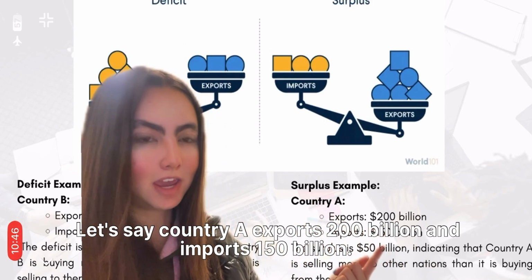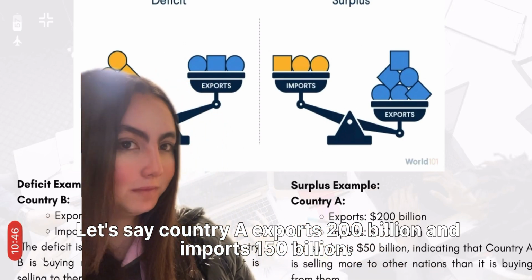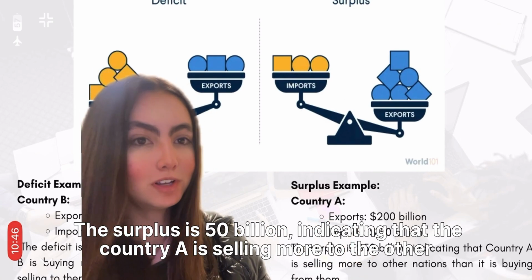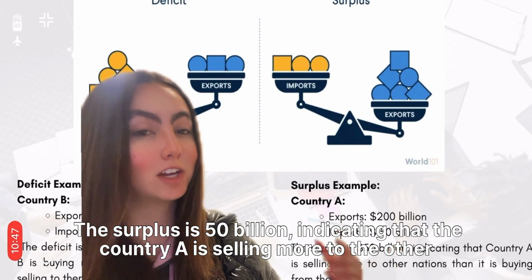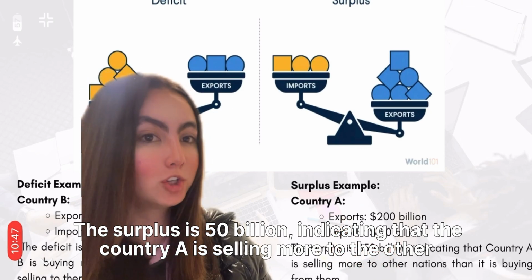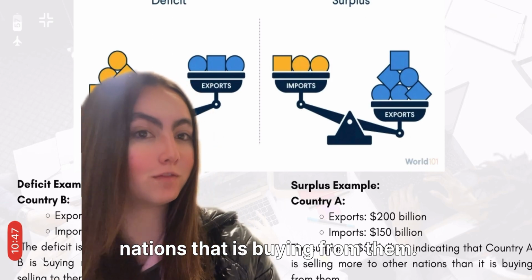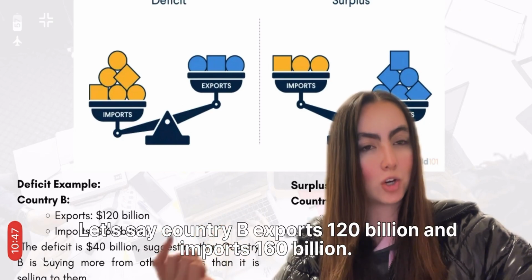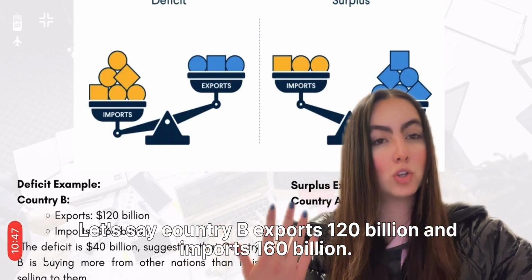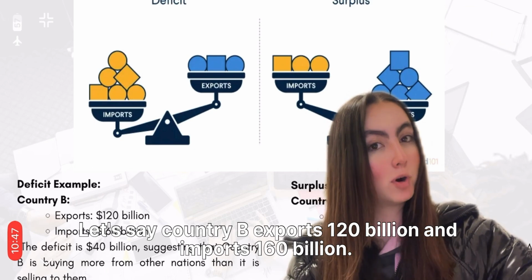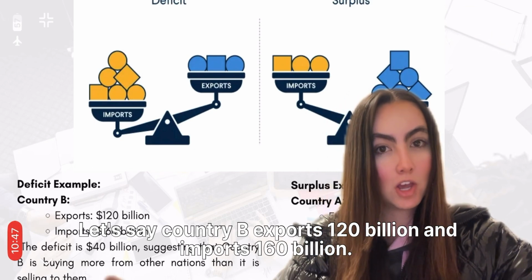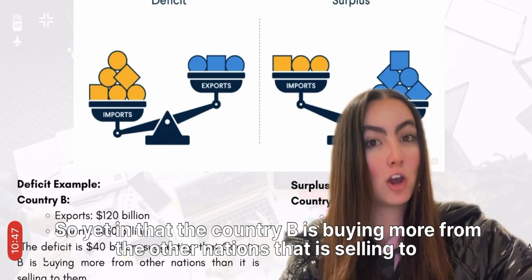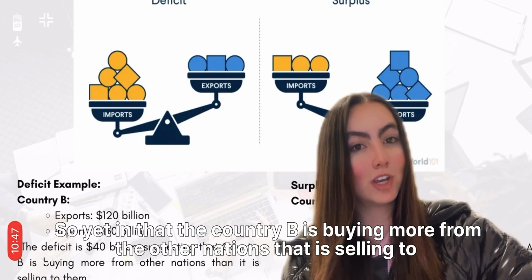Let's say country A exports 200 billion and imports 150 billion. The surplus is 50 billion, indicating that the country A is selling more to the other nations than it's buying from them. Then this is the deficit example. Let's say country B exports 120 billion and imports 160 billion. So the deficit is 40 billion, suggesting that the country B is buying more from the other nations than it's selling to them.